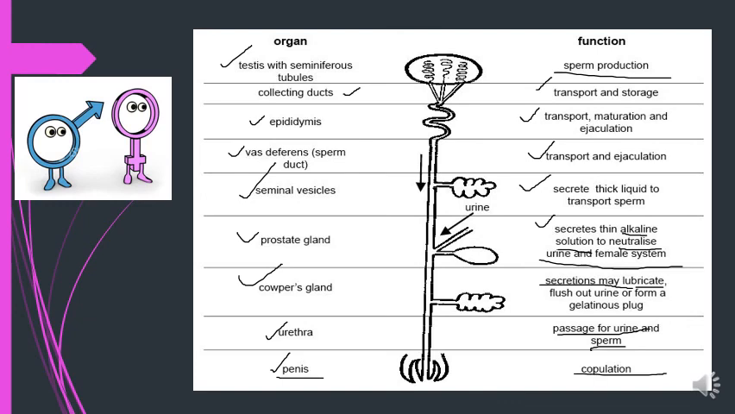So here is all the anatomy and physiology of the male reproductive system, and I hope you understand the complete anatomy and physiology of the male reproductive system, their organs, their location and their function.